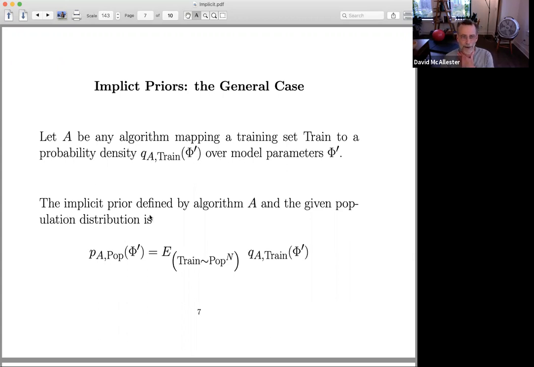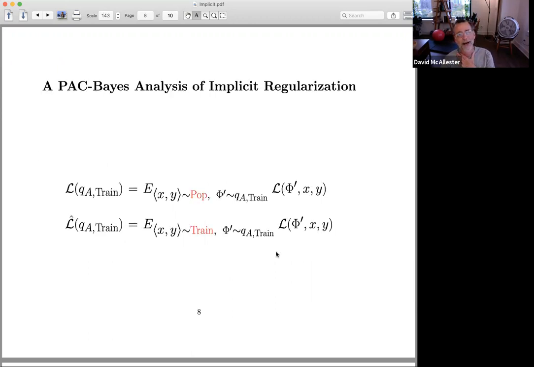And then the implicit prior defined by algorithm A is just what I defined before, but now I'm doing it in general. So the prior for algorithm A, defined in terms of the population, this prior density on phi prime, is the expectation, when I draw a training set, of the probability of that when I apply the algorithm to that training set. So it's the expected probability that you get when you run on the training set. Okay, now the PAC-Bayesian bound is just going to apply.